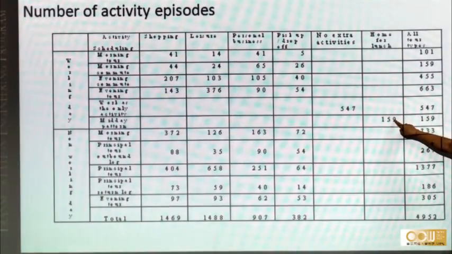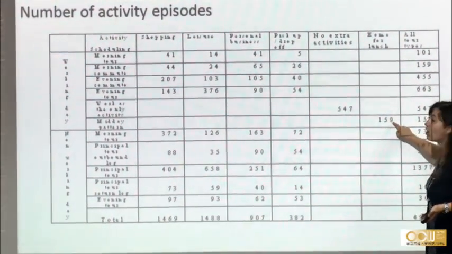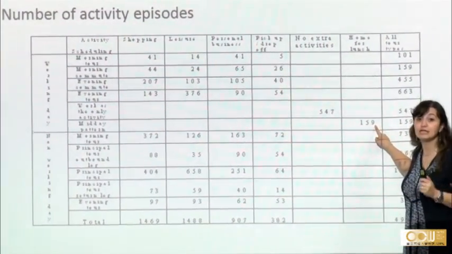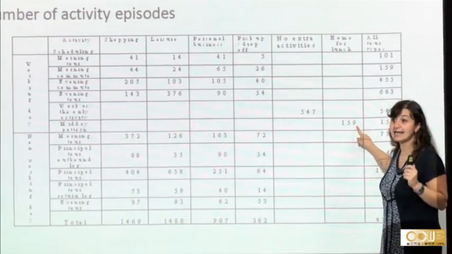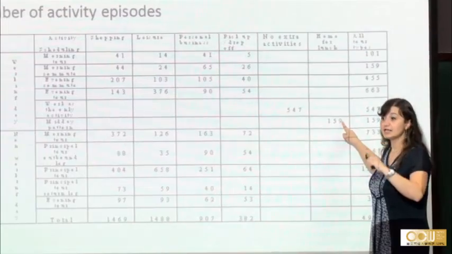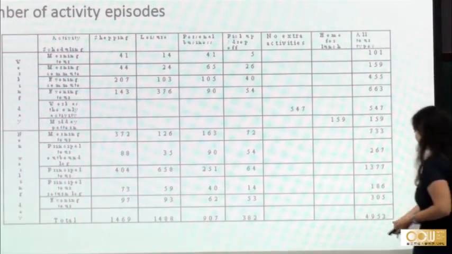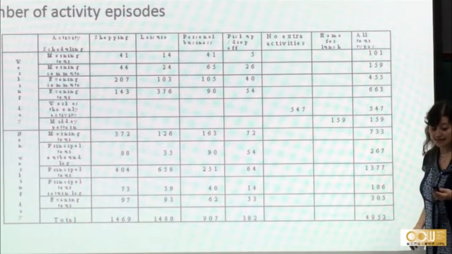I have some people, they go back home for lunch. This is the only work-based tour that I count here. So these are people who are leaving work, going out for lunch, and coming back to work. So you see that I have almost 5,000 of these activity episodes.